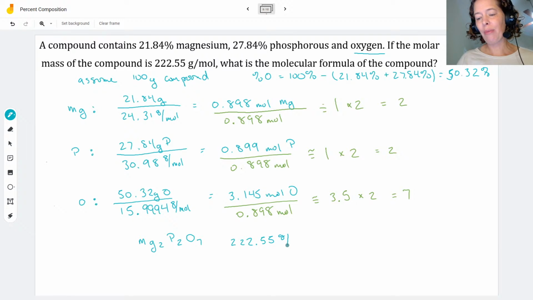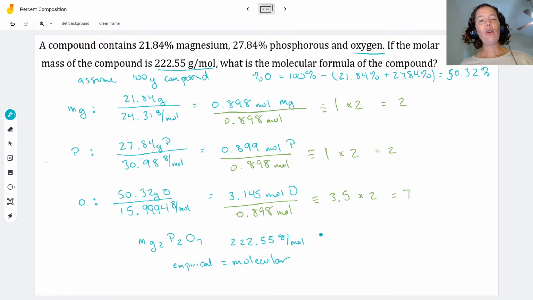222.55. Well, that's a number that we recognize, right? So that is the molecular formula as well. So in this case, our empirical formula is our molecular formula. So I'll just write empirical equals molecular. So what you'll find when you work these problems is sometimes the empirical is the molecular and sometimes it is not. But you always have to be ready for the empirical to be different than the molecular.